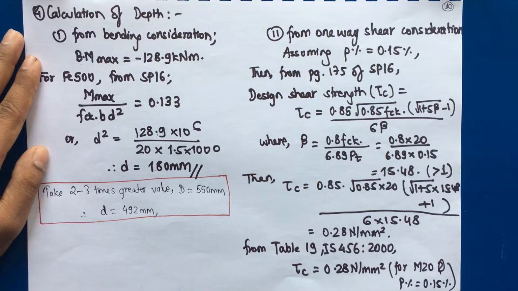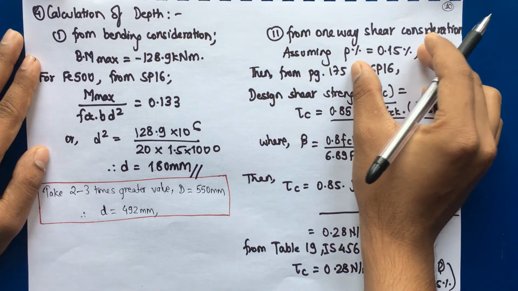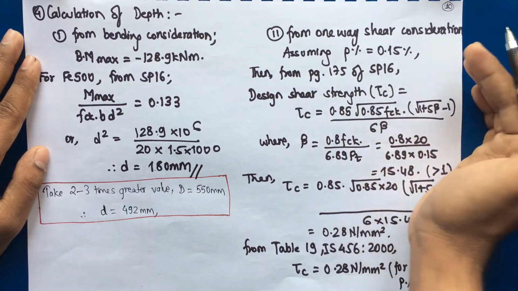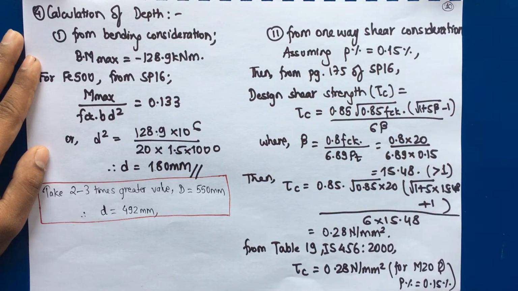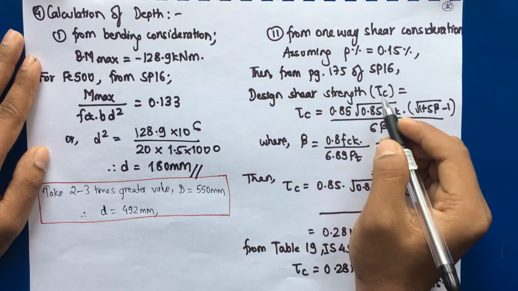Okay, the other way is from the one-way shear consideration. In this part, as I said, we will have less steel but higher depth, because we will assume a value for the percentage of steel in the pre-calculation, so the percentage of steel can be controlled in the analysis part.